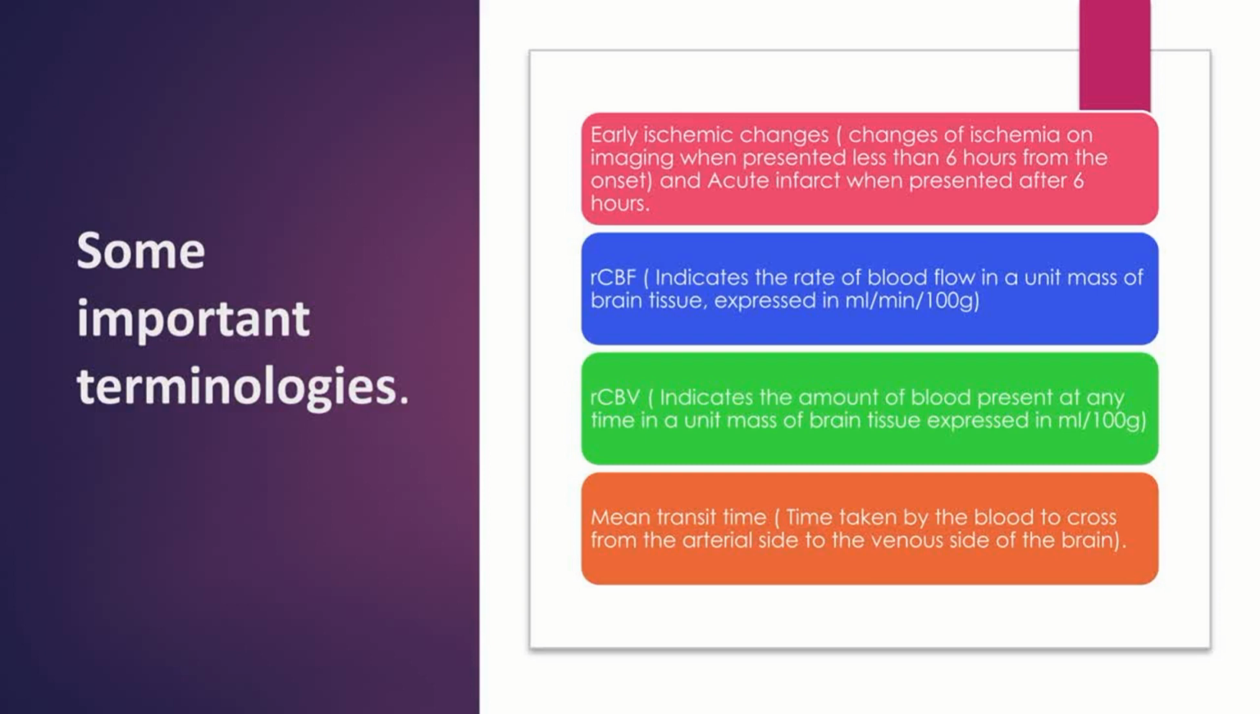4. Mean transit time: time taken by the blood to cross from the arterial side to the venous side of the brain. These parameters are invariably altered in stroke and are used to differentiate between penumbra and the ischemic core.